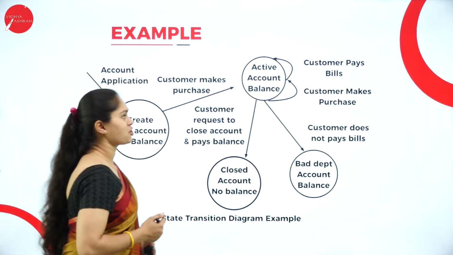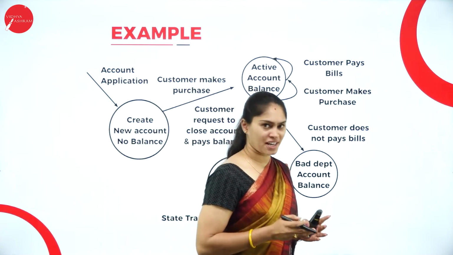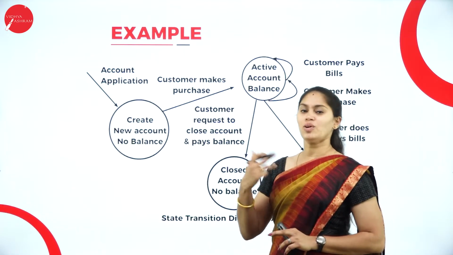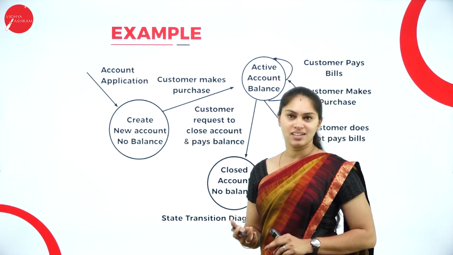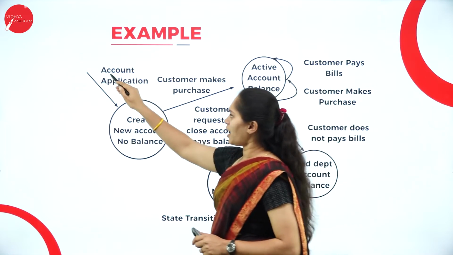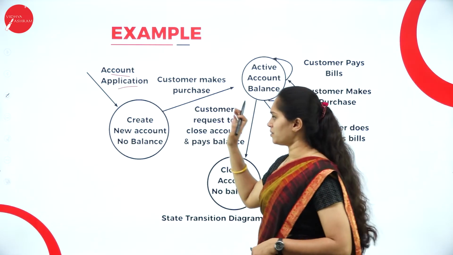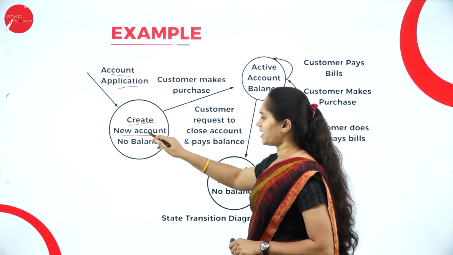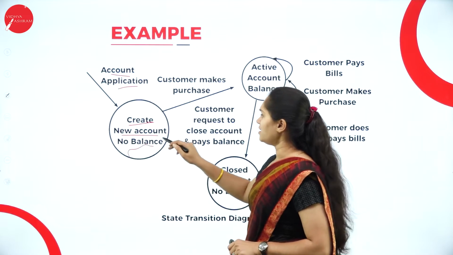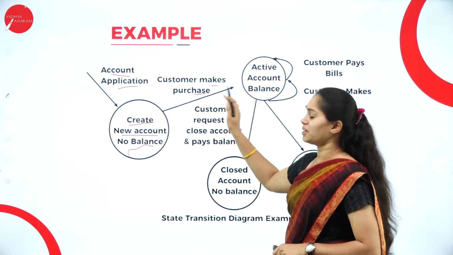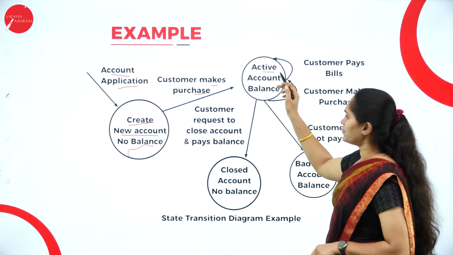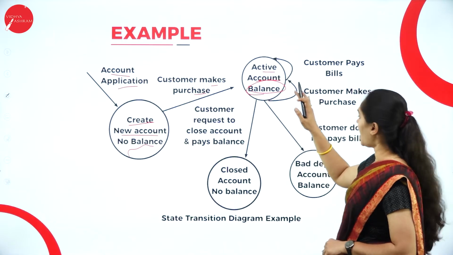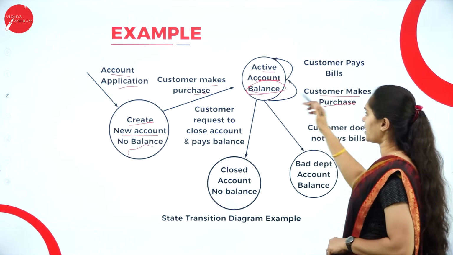What it comprises of is different states, and a transition has to take place from one state to another state when a certain event occurs. So the account application will be given by the customer to the bank. They are going to create a new bank account with no balance. As of now, when they create a new account, there will be no balance. After that, if the customer wants to make a purchase, they have to make the account active and have a certain balance. If they have a certain balance, the customer can make the purchase.